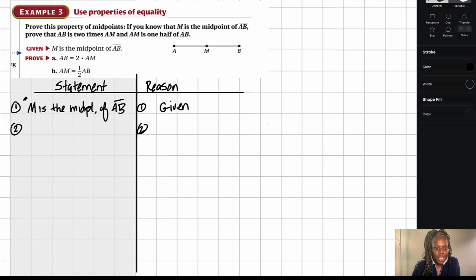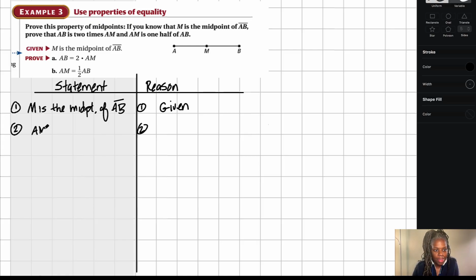What we need to do next is, you notice how this looks like an algebra problem in a way, like we're dealing with numbers. Remember when AB with no line on top and AM with no line on top really means the length of that segment. So what we need to do is get some kind of relationships here. The first thing we know is that segment AM has to be congruent to segment MB, right?